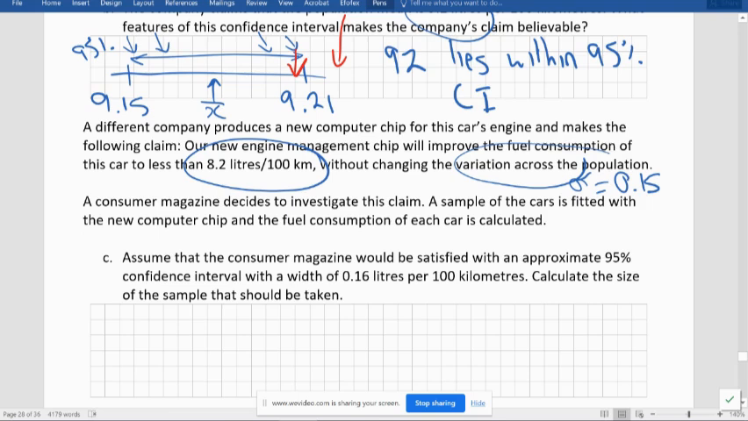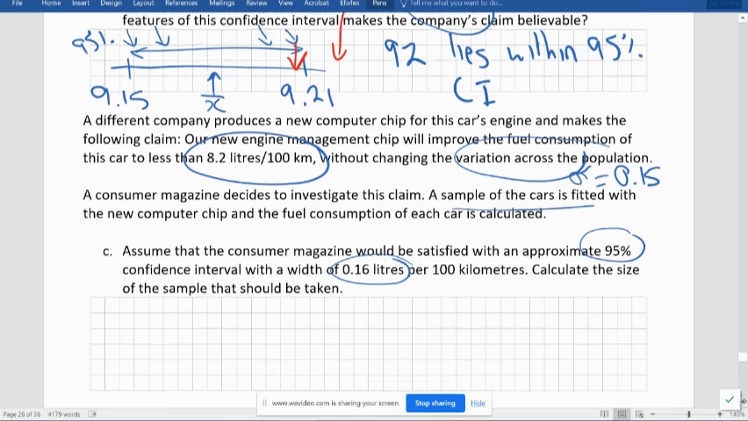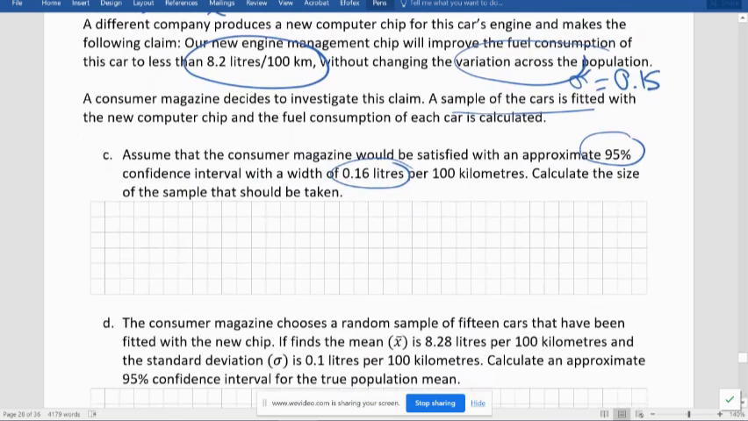A consumer magazine decides to investigate. So what we're going to do is another sample. So they've done a sample of cars and they've checked them out. And what they've found is that they've done a 95% confidence interval with a width of 0.16. They wanted to, that's right, they want to create the sample. Sorry, guys, I should read the question. Calculate the size of the sample they need to take.